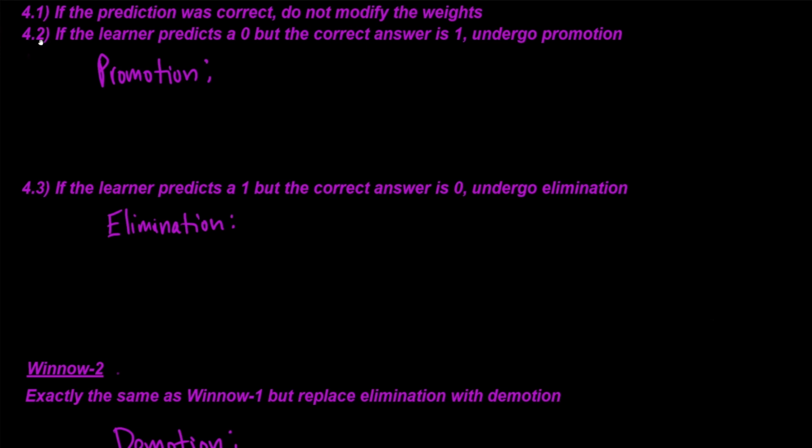Now let's talk about 4.2. The second possibility occurs if the learner predicts a 0, but the correct answer is 1. And in this case, we're going to undergo a process known as promotion. And this process is actually the process of changing the weights. And the purpose of changing the weights is to hopefully get a better prediction on the next run through. So let's talk about what happens during promotion.